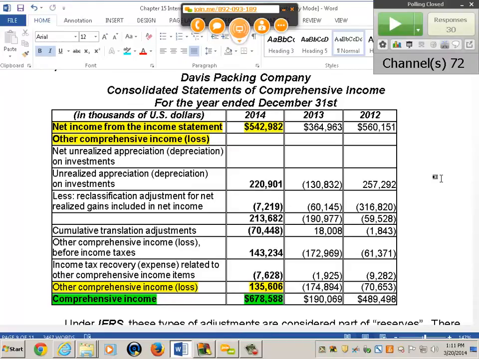And of course, the $542,982 of net income gets closed to retained earnings. Other comprehensive income of $135,606 goes to accumulated other comprehensive income on the balance sheet. So this will eventually be added to that amount. So you have to show comprehensive income either attached to the income statement or as a separate statement. And you also show it, if you remember looking at ACE Limited, in the statement of shareholders' equity.